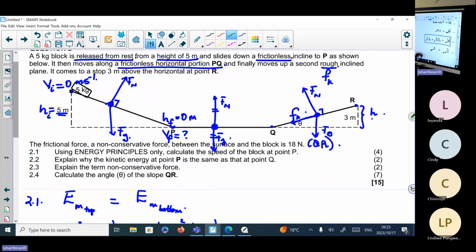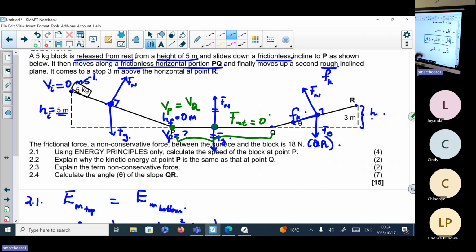Notice that from P to Q, the surface is frictionless. There is no net force acting on this object because the normal force and the gravitational force cancel each other. One is pulling up, the other one is pulling down. So that effect cancels out, such that there is no net force from P to Q. As the object moves from P to Q, the net force will be zero. And if the net force is zero, the velocity of your object at P will be the same as the velocity of your object at Q.